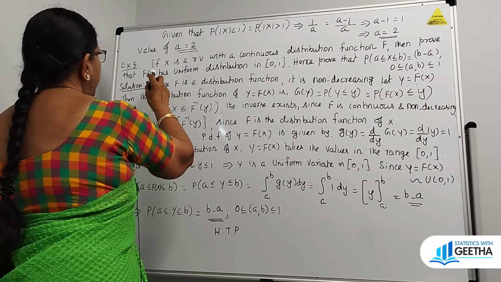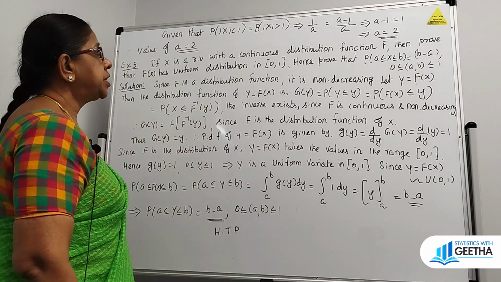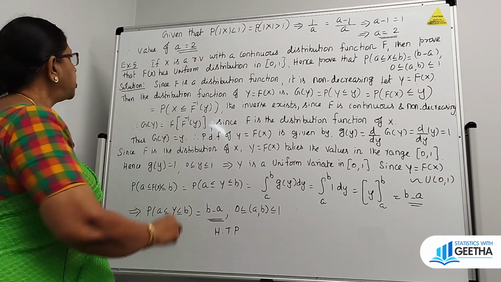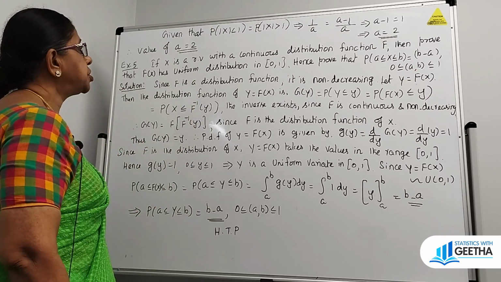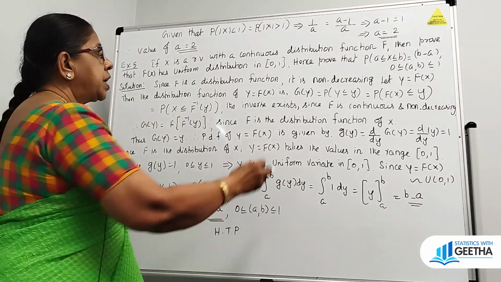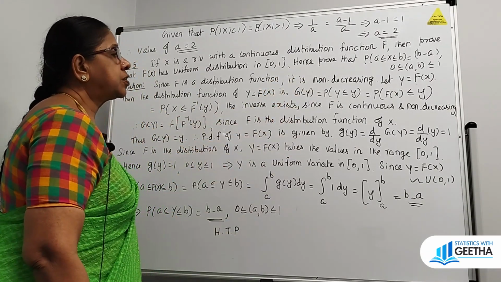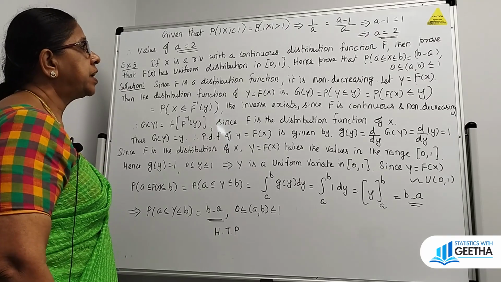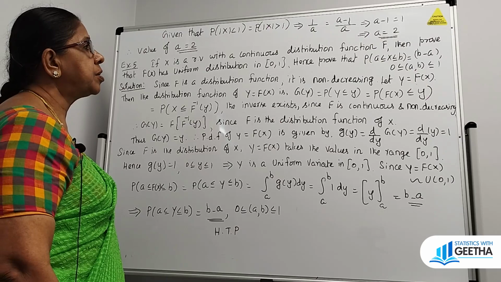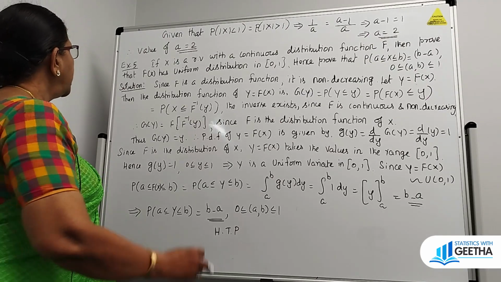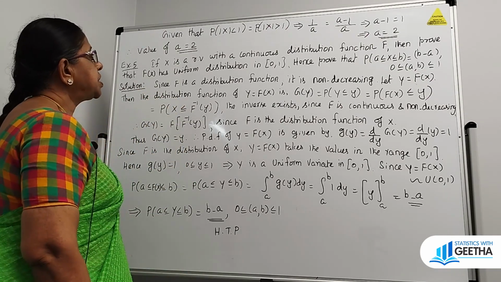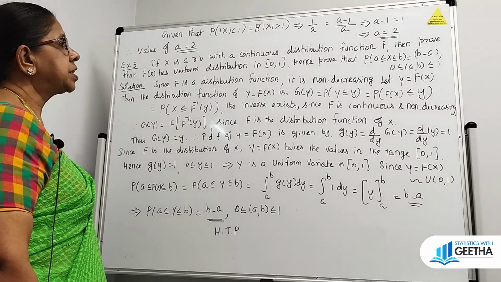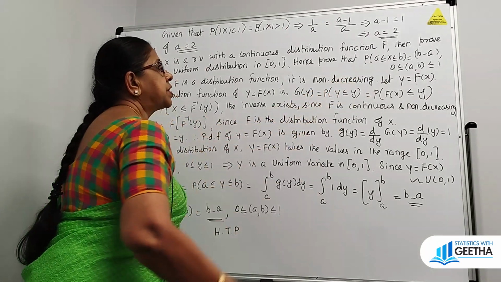Next, exercise number 5. If x is a random variable with a continuous distribution function F, then prove that F of x has uniform distribution in 0, 1. Hence prove that probability of a less than or equal to x less than or equal to b is b minus a, where 0 less than or equal to a, b less than or equal to 1. Solution, look. Since F is a distribution function, it is non-decreasing. Let y equal to F of x.